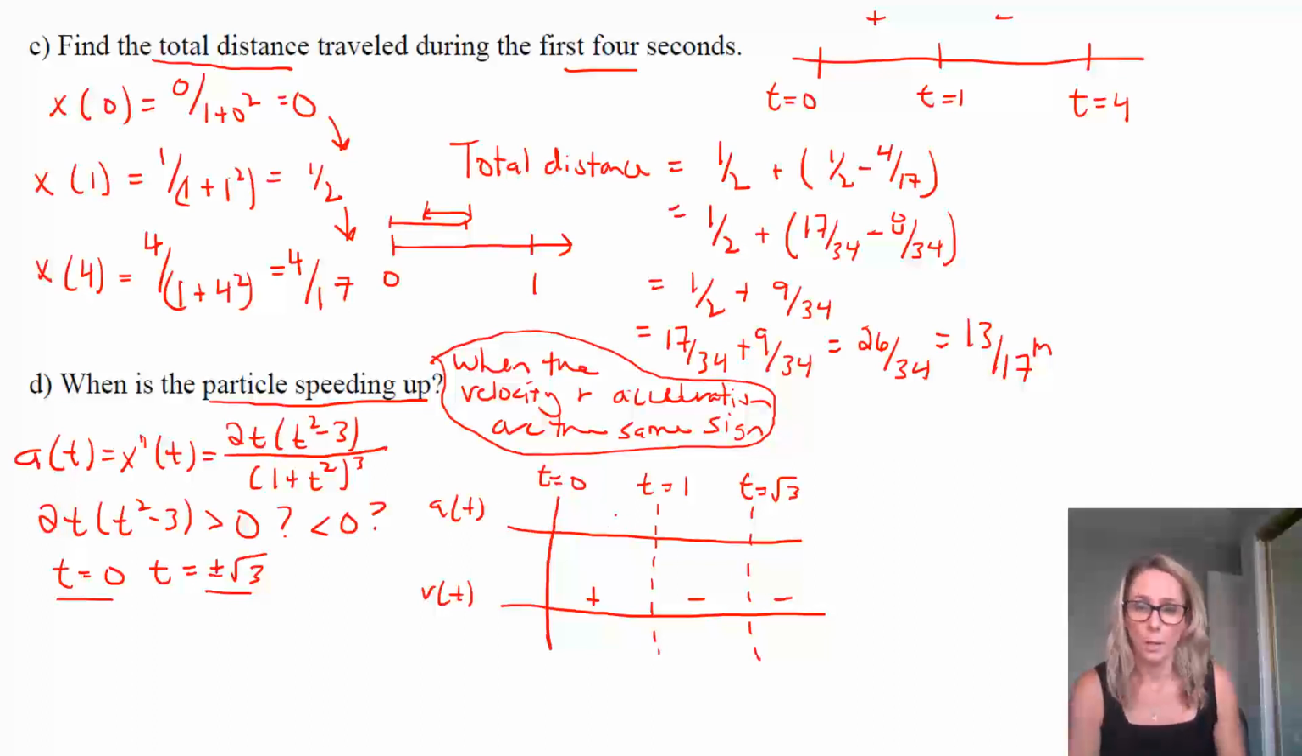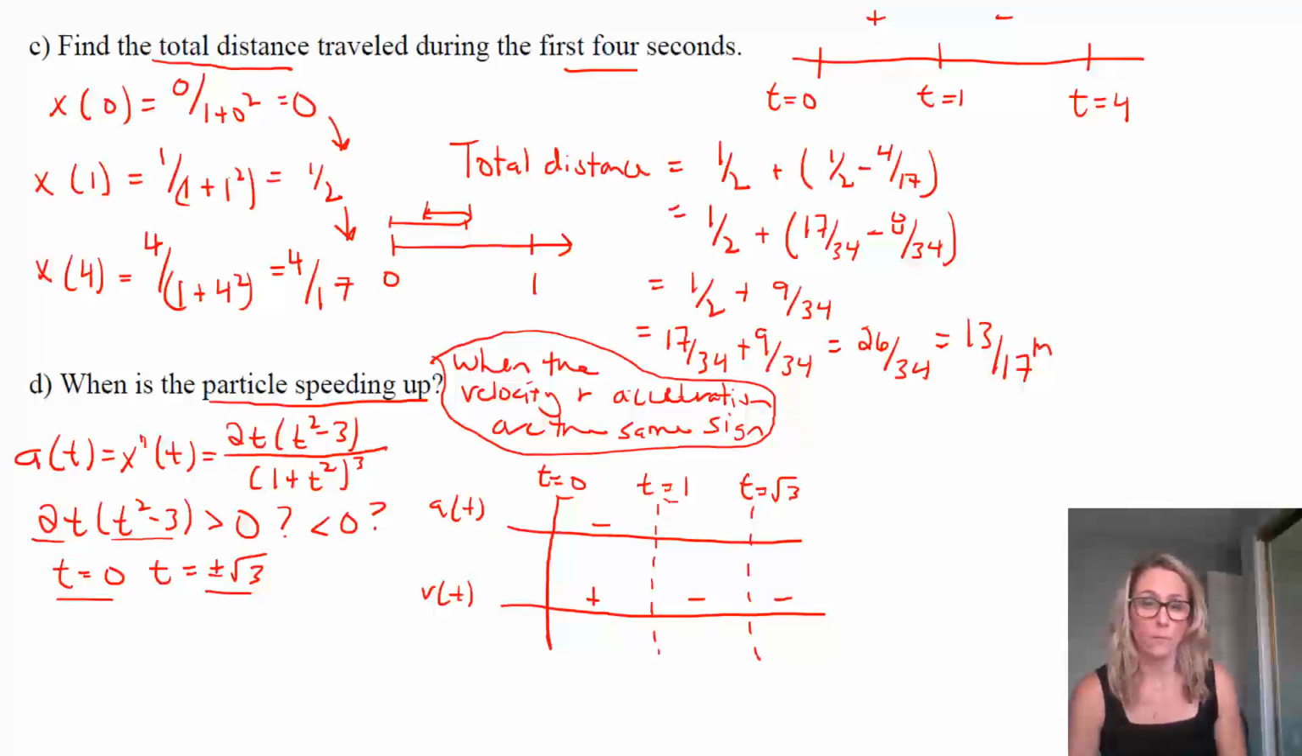So we need to pick a value between 0 and 1 for our acceleration. If we pick, say, a half, the first part of my acceleration numerator is going to be positive. The second part, if I take a half and I square it and I subtract 3, is going to be negative. So a positive times a negative is a negative. Those signs are not the same, so it would not be speeding up from 0 to 1.